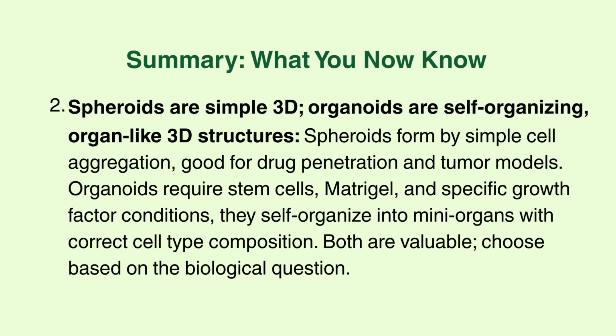2. Spheroids are simple 3D, organoids are self-organizing, organ-like 3D structures. Spheroids form by simple cell aggregation, good for drug penetration in tumor models. Organoids require stem cells, matrigel, and specific growth factor conditions. They self-organize into mini-organs with correct cell type composition. Both are valuable. Choose based on the biological question.